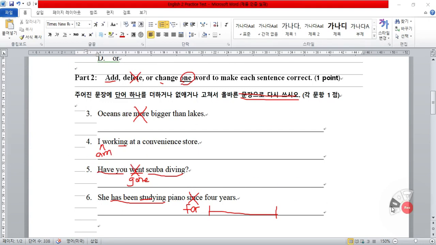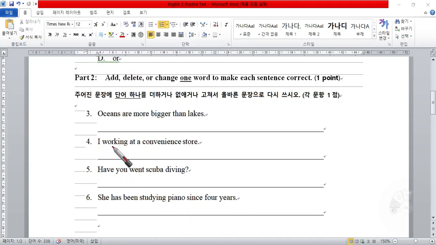Another possibility is that you could simply just change this. Instead of working, put work. Okay. So there could be more than one, excuse my spelling. You could just simply change the form of this word to the correct form. So instead of working, work. I work at a convenience store.